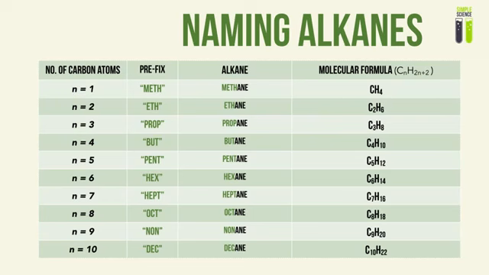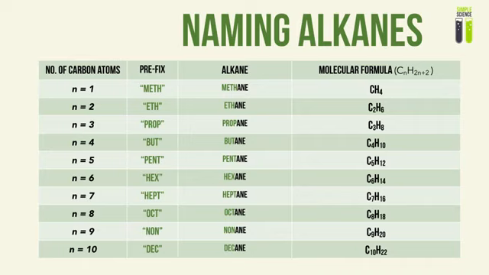So let's look at a convenient table that we can use to characterize the names of all the alkanes from n equals 1 to n equals 10. For alkanes that contain 1 carbon atom, the prefix in its name is meth, so that alkane will be called methane. For 2, the prefix is eth, and the name of the alkane is ethane, and so on. So from 1 to 10, we have alkanes: methane, ethane, propane, butane, pentane, hexane, heptane, octane, nonane, and decane.